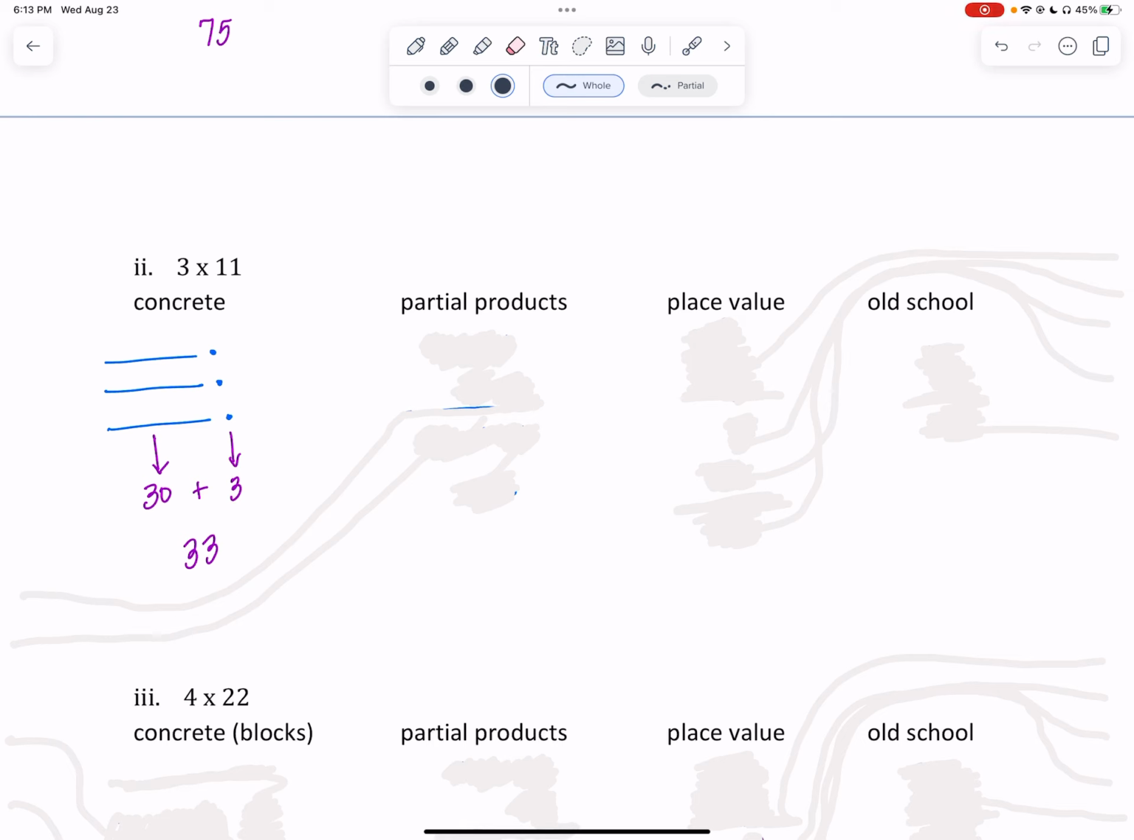For partial products, you're going to take that 11 and divide it into 10 plus 1, and I multiply each piece by 3. You could get 30 first and then the 3, or it doesn't really matter what order you do it in, right? But you're going to wind up with 33.